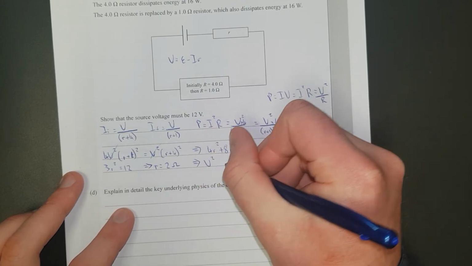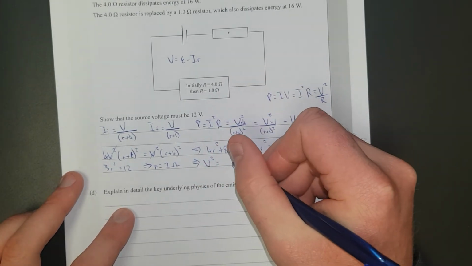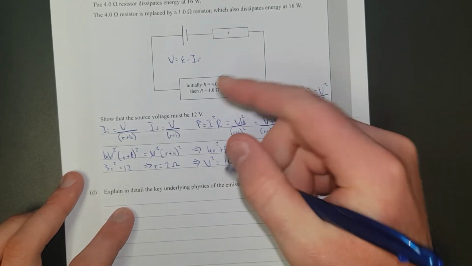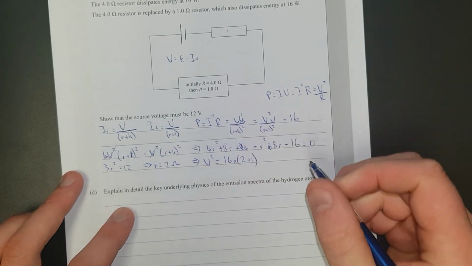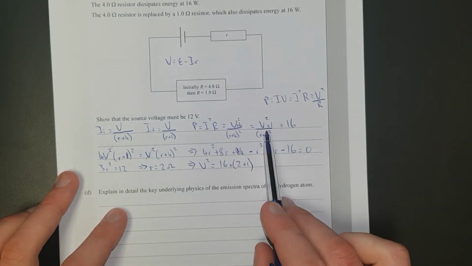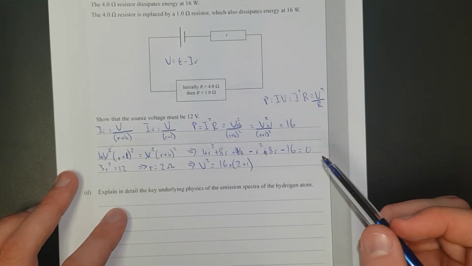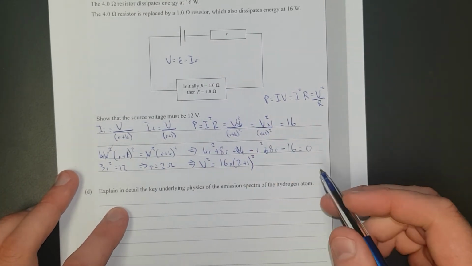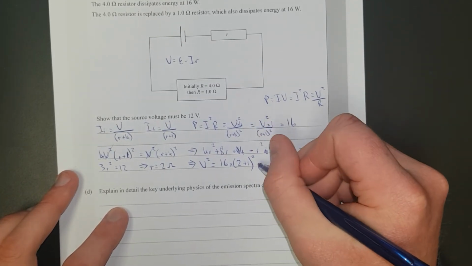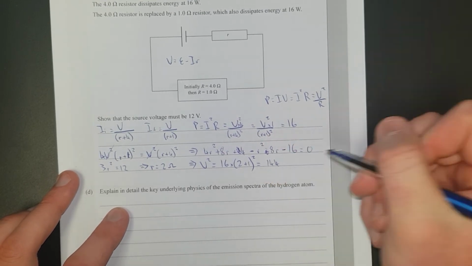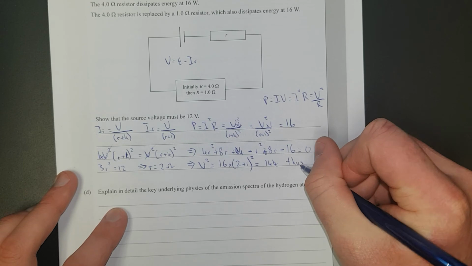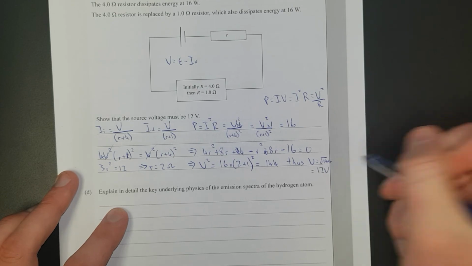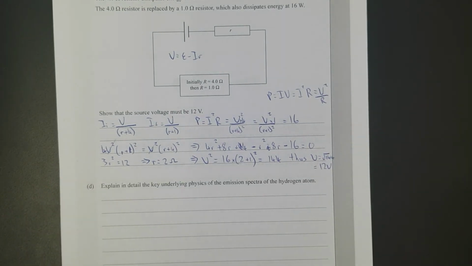Can't be. V squared equals 16 times, and I know little r is 2, plus 1. I'm just putting it into this one here. And that equals 144. Thus V is equal to the square root of 144, which is equal to 12 volts. I hope that proves it. Yes, it does, because we're looking for 12.